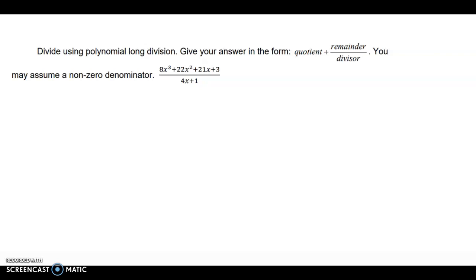Divide using polynomial long division. Give your answer in the form quotient plus remainder over divisor. You may assume a non-zero denominator.